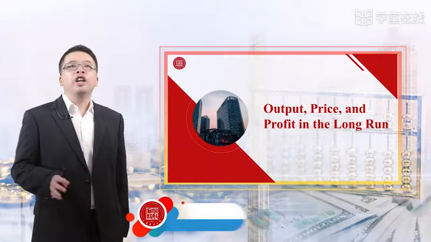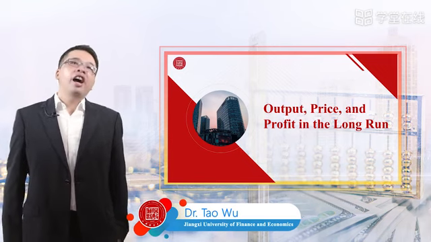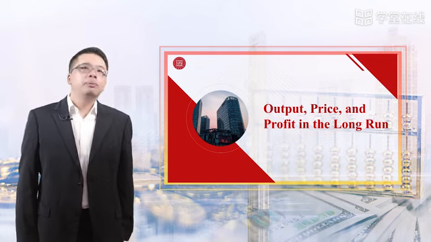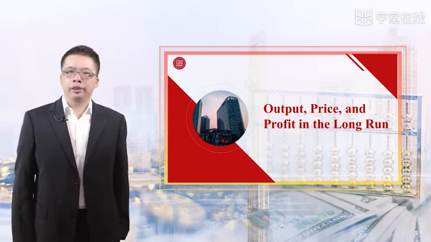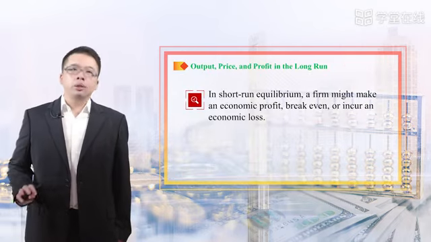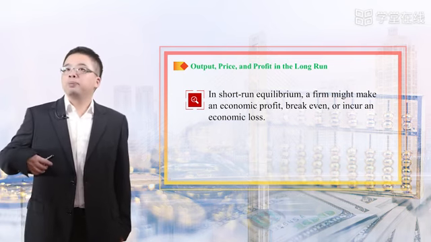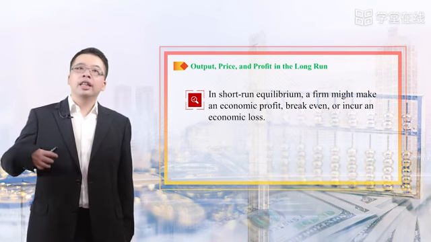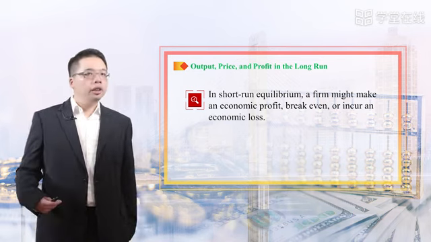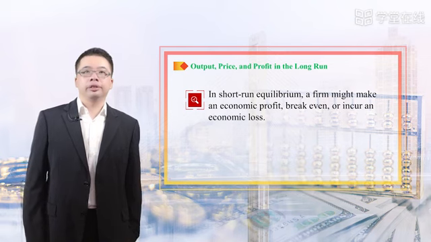Okay, let's continue 10.4. After we know that there are three possible profit outcomes in the short run, we are going to analyze the output, price, and profit in the long run. In the long run, we know that the firms will not have fixed cost. The profit situation that makes economic profit, break even, or incurs economic loss may change in the long run situation.